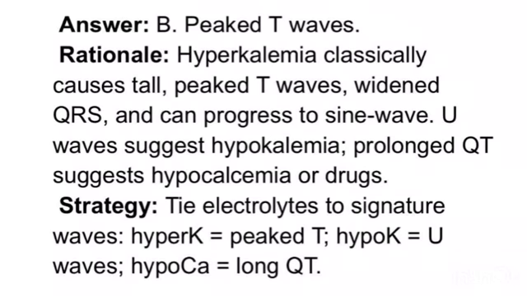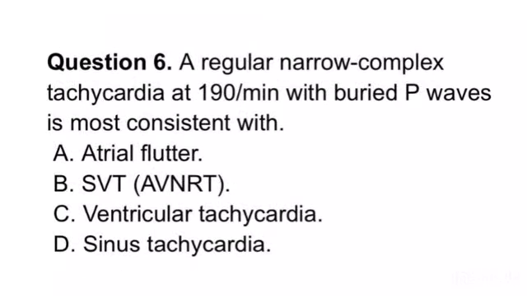QT. Question 6. A regular narrow complex tachycardia at 190 per minute with buried P waves is most consistent with A. Atrial flutter. B. SVT, AVNRT. C. Ventricular tachycardia. D. Sinus tachycardia.